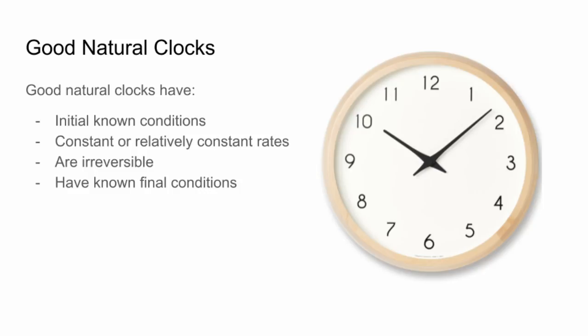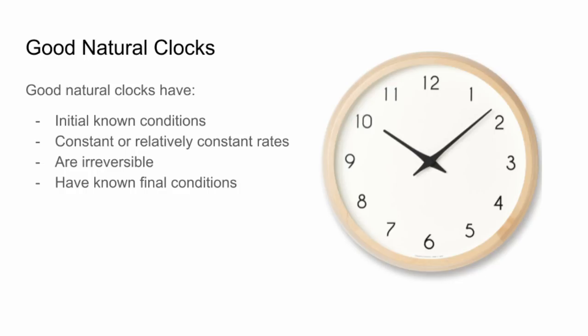So radiometric dating. What makes a good natural clock? This is something that The Bible, Rocks, and Time, which is my primary reference for this kind of talk, really hammers home. In order to use a good natural clock, whatever you're using has to have known initial conditions. It has to have constant or relatively constant rates. If it's not constant, it has to be changing in a predictable way that is diagnosable. It needs to be irreversible, and it has to have known final conditions.